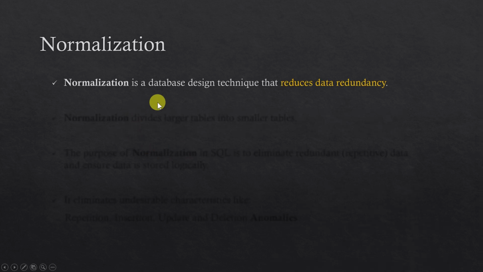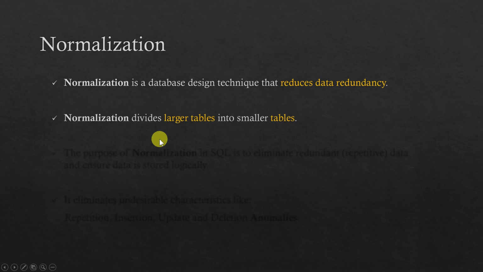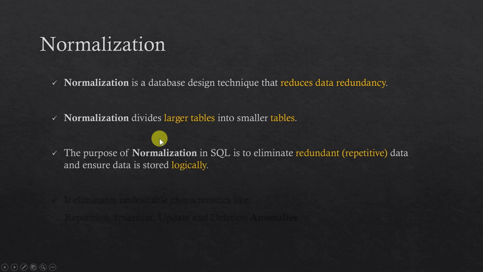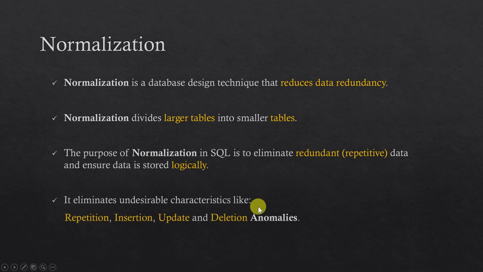So, normalization is a database design technique that reduces data redundancy. It does not completely remove the redundancy, but the more normalized the table is, the less the data redundancy is. And it divides the larger table into smaller ones. The purpose of using normalization is to eliminate the repetitive data, which is what redundancy means, and to store the data logically. It eliminates anomalies such as repetition, insertion, update, and deletion.